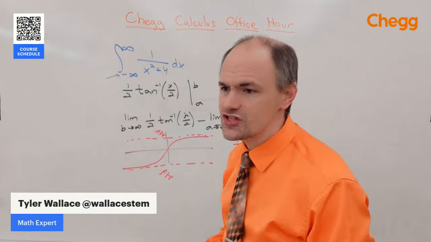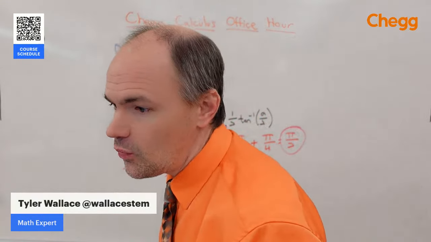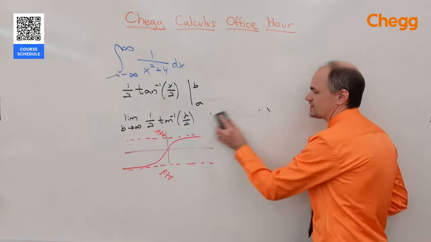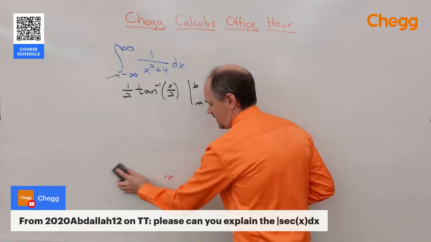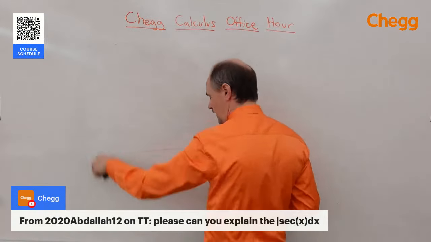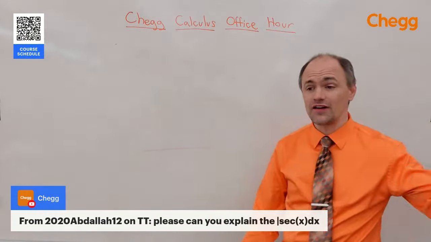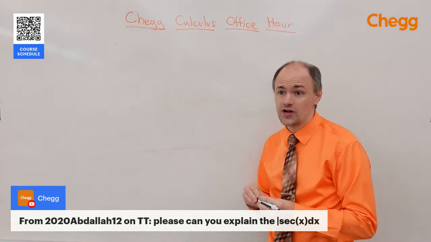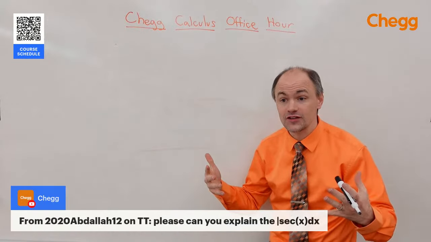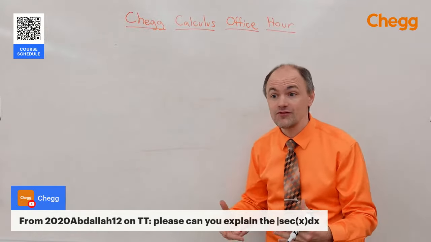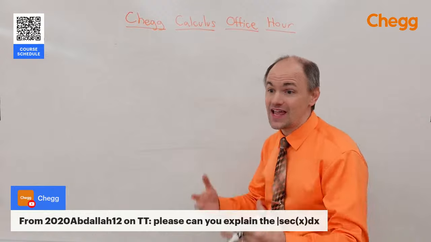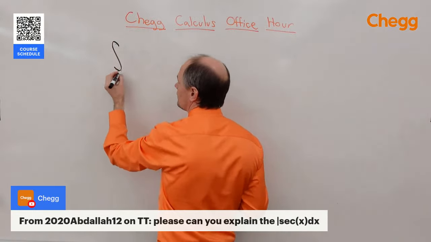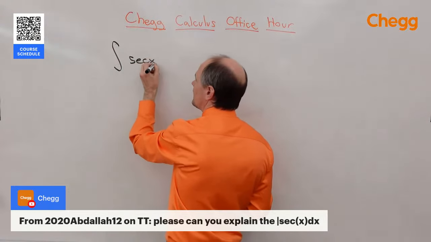All right, I see some questions coming into the chat. One is about the integral of secant x dx. Let's take a look at the integral of secant x dx. That's one that often people memorize. It's the natural log of secant plus tangent. But why is it that? That's actually a more important question, because if you understand where these formulas come from, there's a lot less to memorize and keep track of. So let's do the integral of secant x dx.